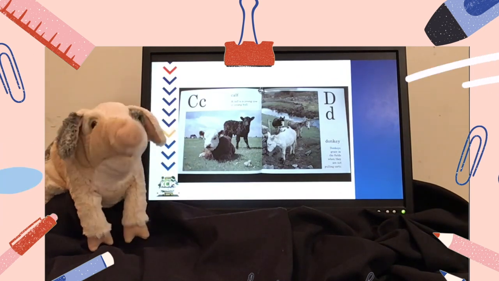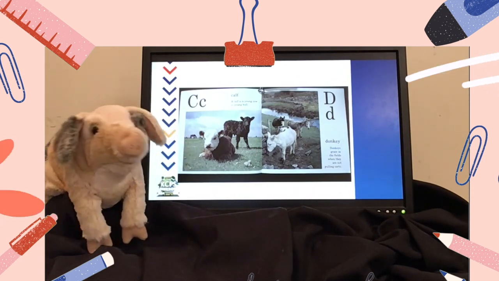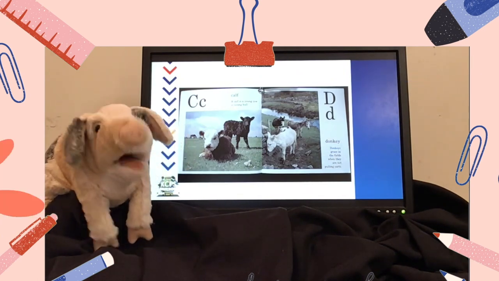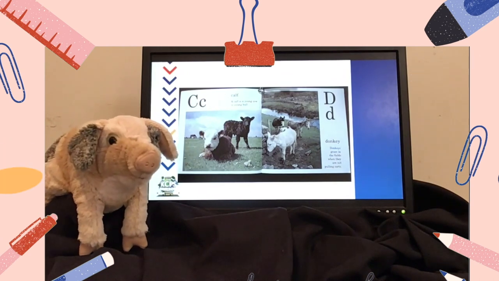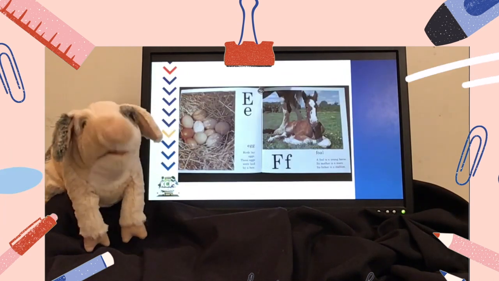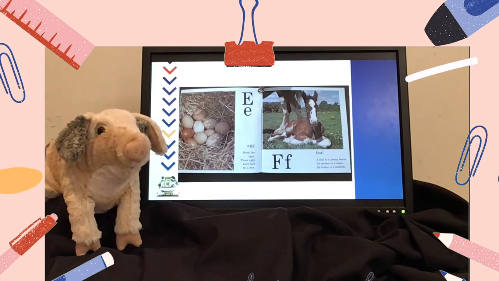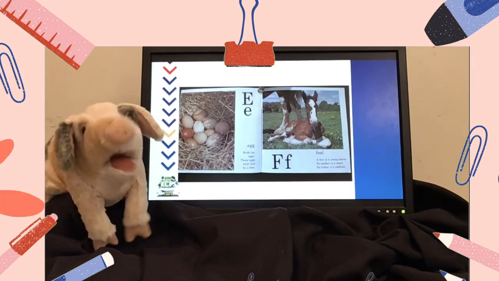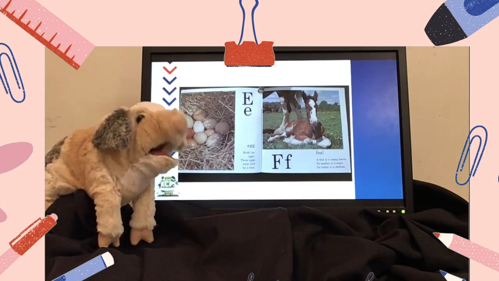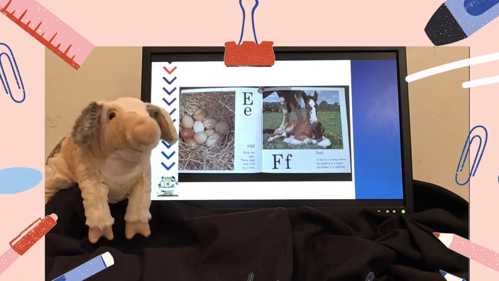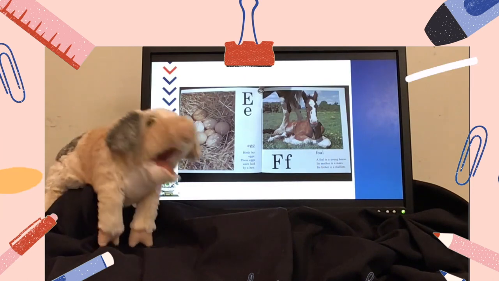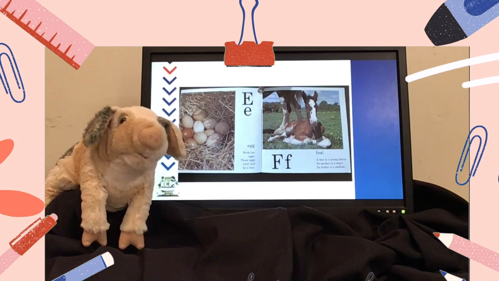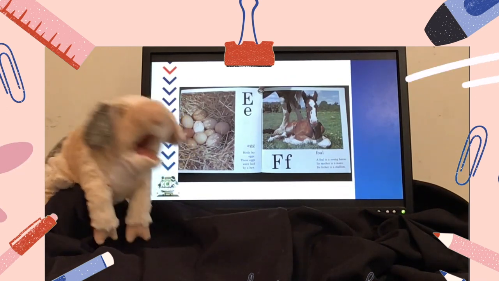D says D, like donkey. Donkeys are in the fields when they are not pulling carts. E says E, like egg. Birds lay eggs. These eggs were laid by a hen. F says F, like foal. A foal is a young horse. Its mother is a mare. Its father is a stallion.